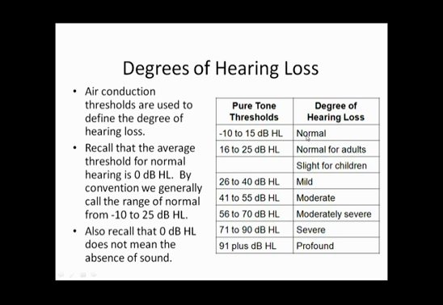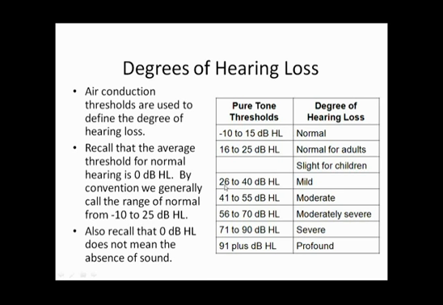So a normal threshold is from -10 to 15 for children. And for adults, it's actually -10 to 25. That actually should say -10, though I think in your text it says 16. So this is not considered a hearing loss. So we would not consider this representative of a hearing loss, but normal pure tone thresholds, okay?